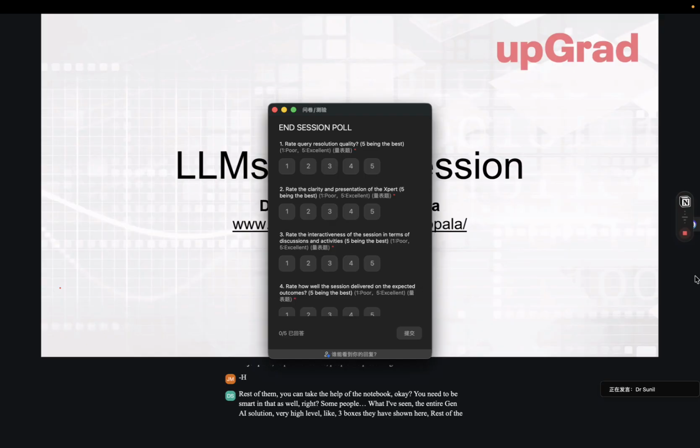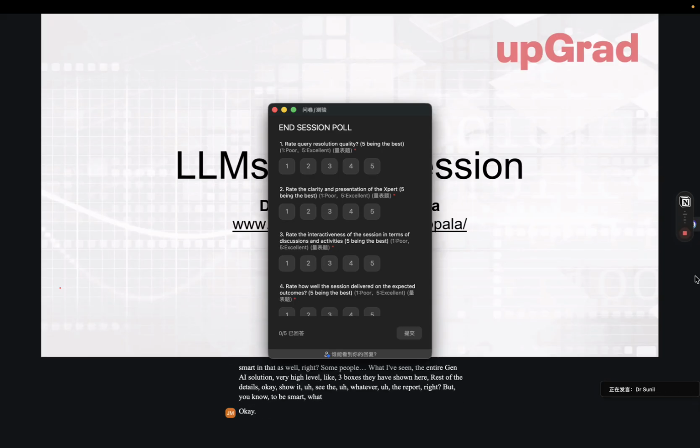Rest of the details, show it, see the report, right? But you need to be smart. What we are expecting, because we have clearly given the rubrics. This is what we are expecting.